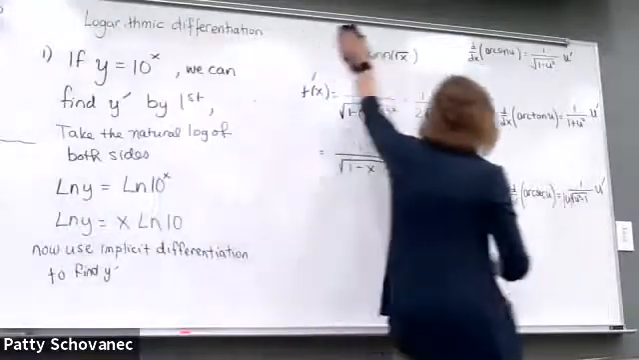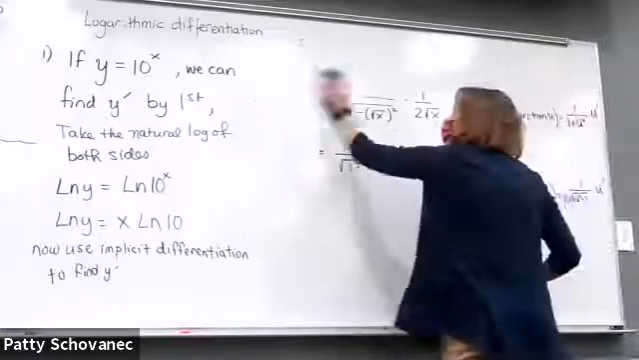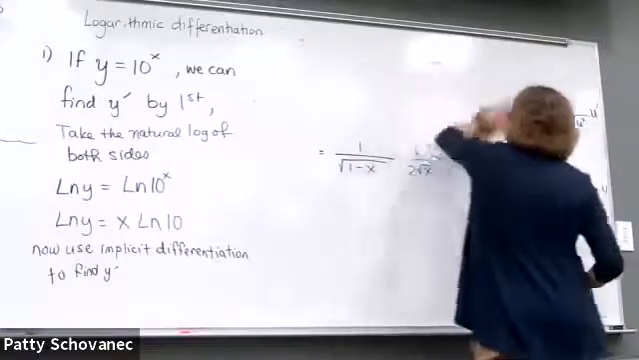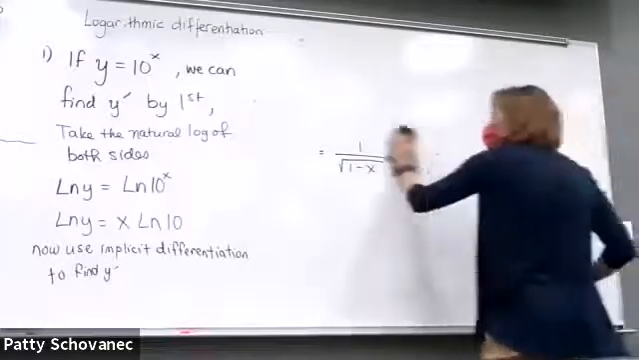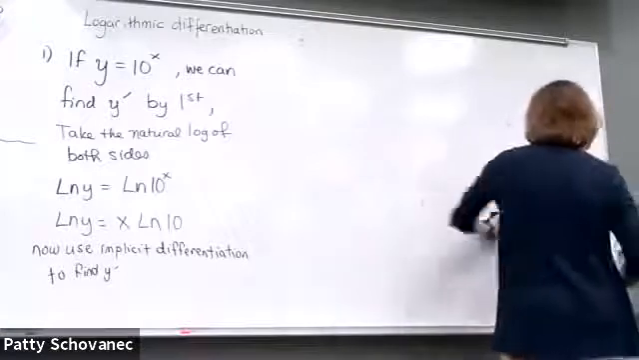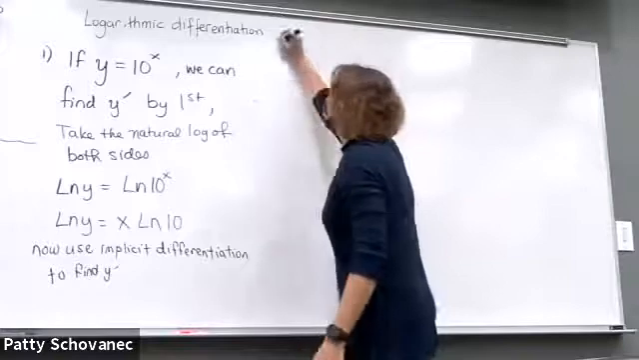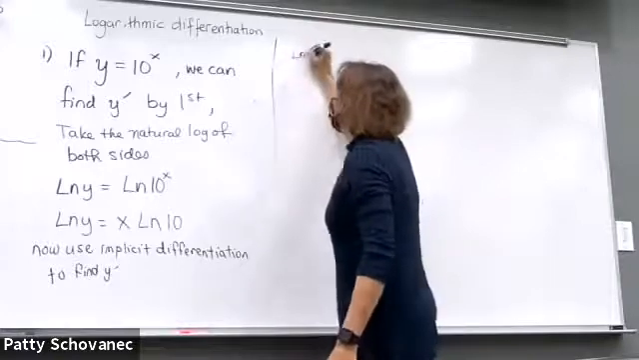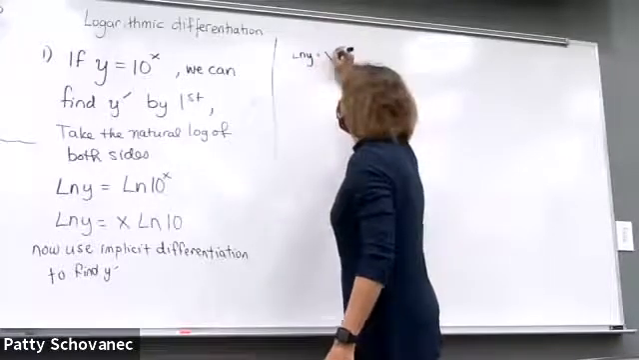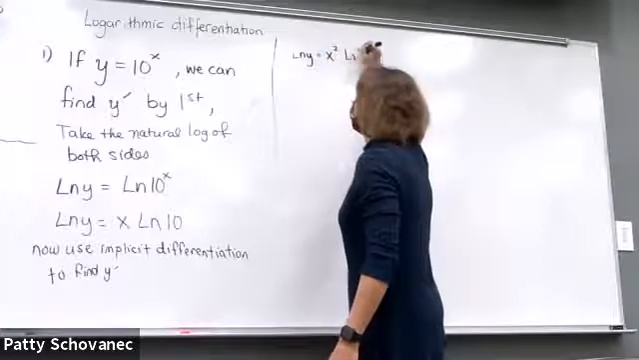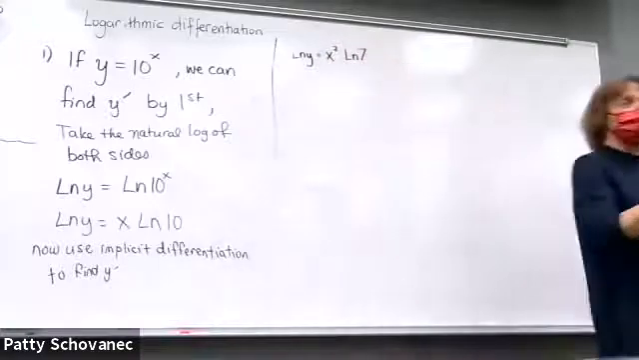Then use that log property that allows us to bring the exponent down in front of the log of 7. So we have the natural log of y is equal to x squared times the natural log of 7. Again, the natural log of 7 is just a constant.